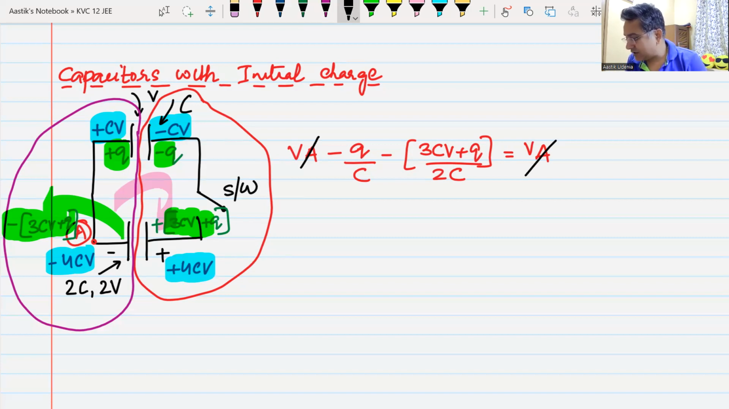Do we understand this, or has this gone above our head, saying bye bye sir, enough? What is the value of Q you are getting from here? Can anyone tell me? I don't know, sir.